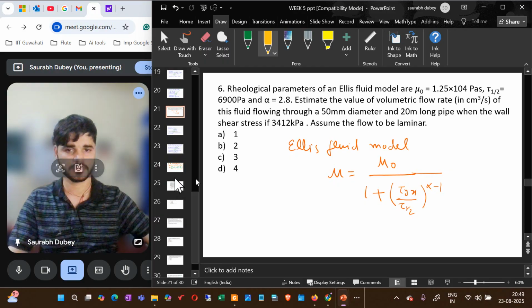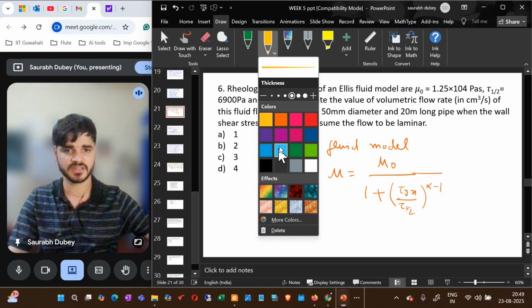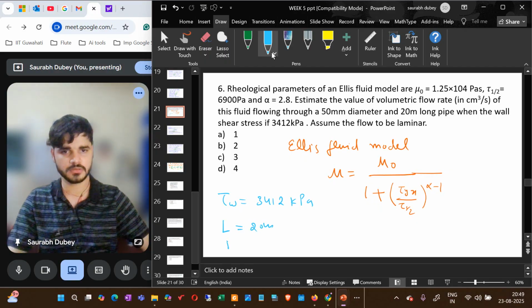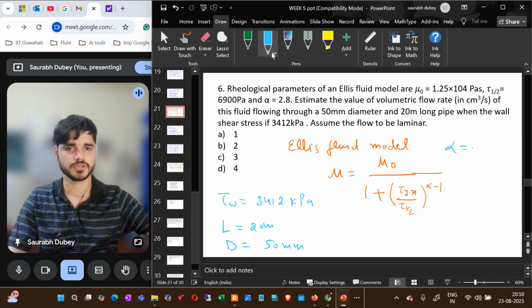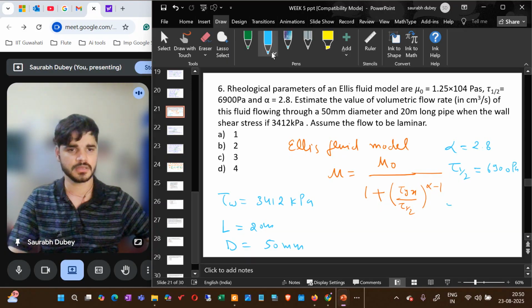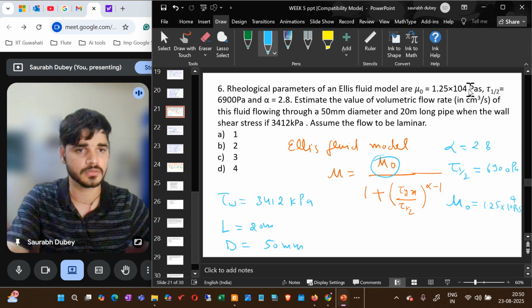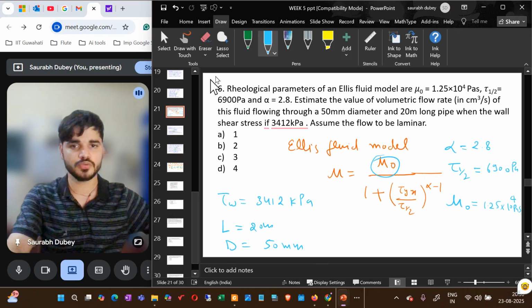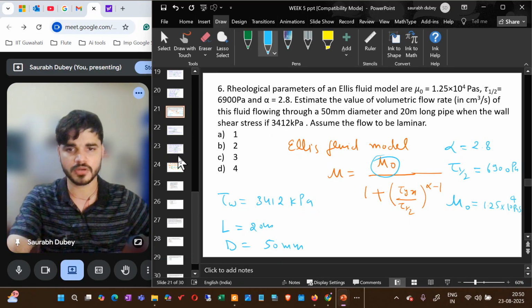When you see, you are given tau w equals to what? 3412 kilopascal. L equals to 20 meter. D equals to 50 mm. So you have to see diameter or radius, alpha equals to 2.8, tau half equals to 6900 pascal, and then mu zero is equal to 1.25 into 10 power minus 4 pascal second. These things you have to use, right?